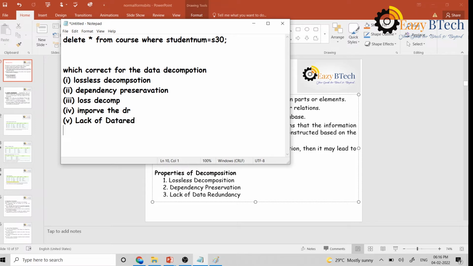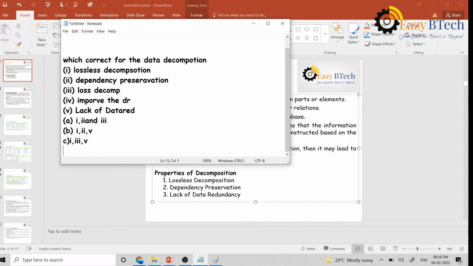Then they are giving option A: 1, 2 and 3. Option B: 1, 2, 5. Option C: 1, 3, 5. Option D: 1, 3, 4. Like that they are giving. Which is the correct answer?